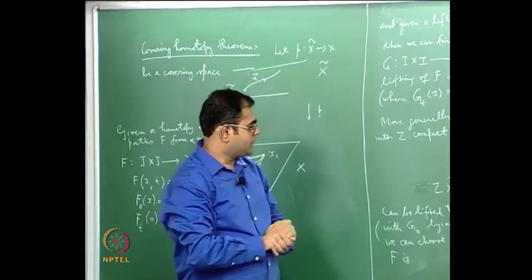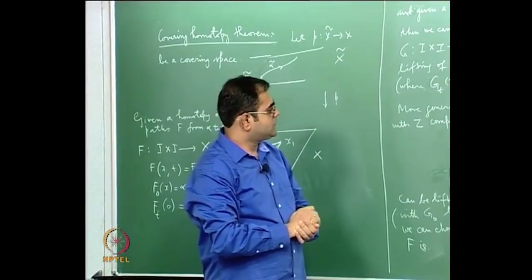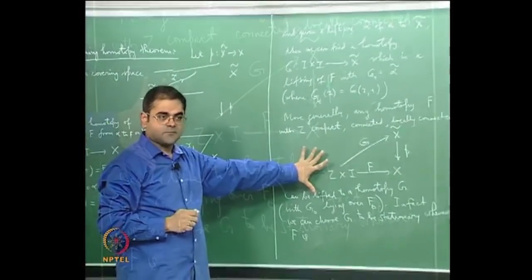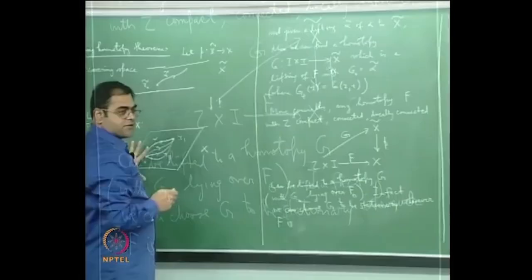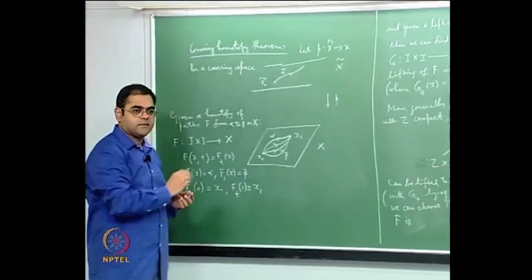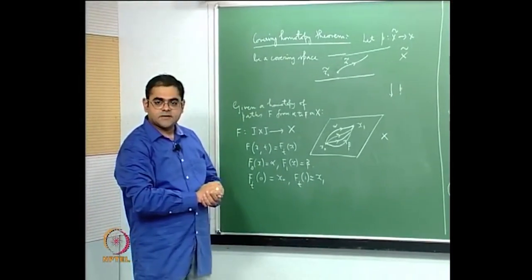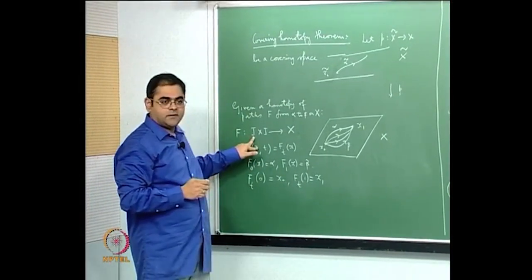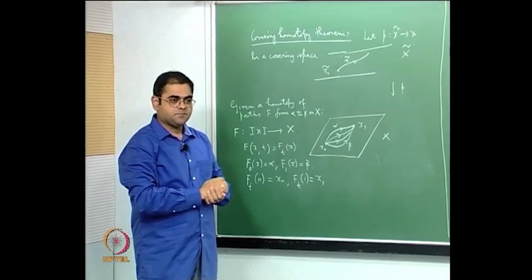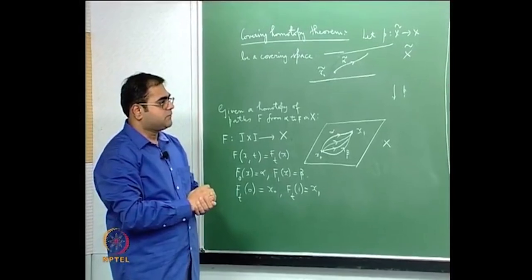So you can see that this is the general statement of the covering homotopy theorem. This is a special case. This is a special case that you get when you put Z equal to I. Okay. And now this has beautiful consequences, right? Which I'll try to explain.